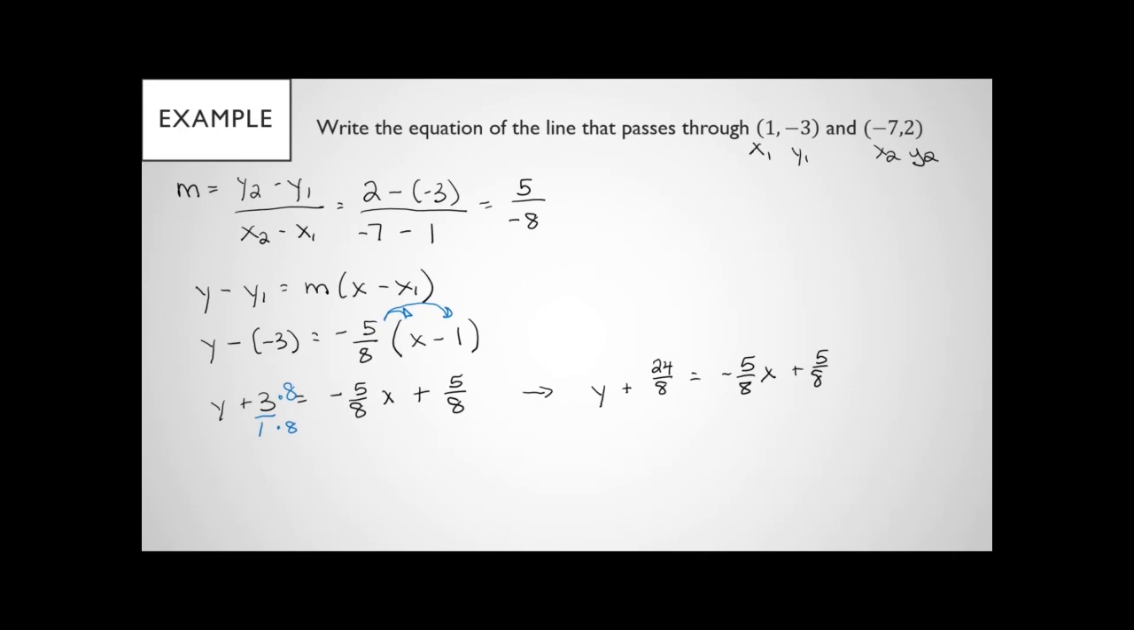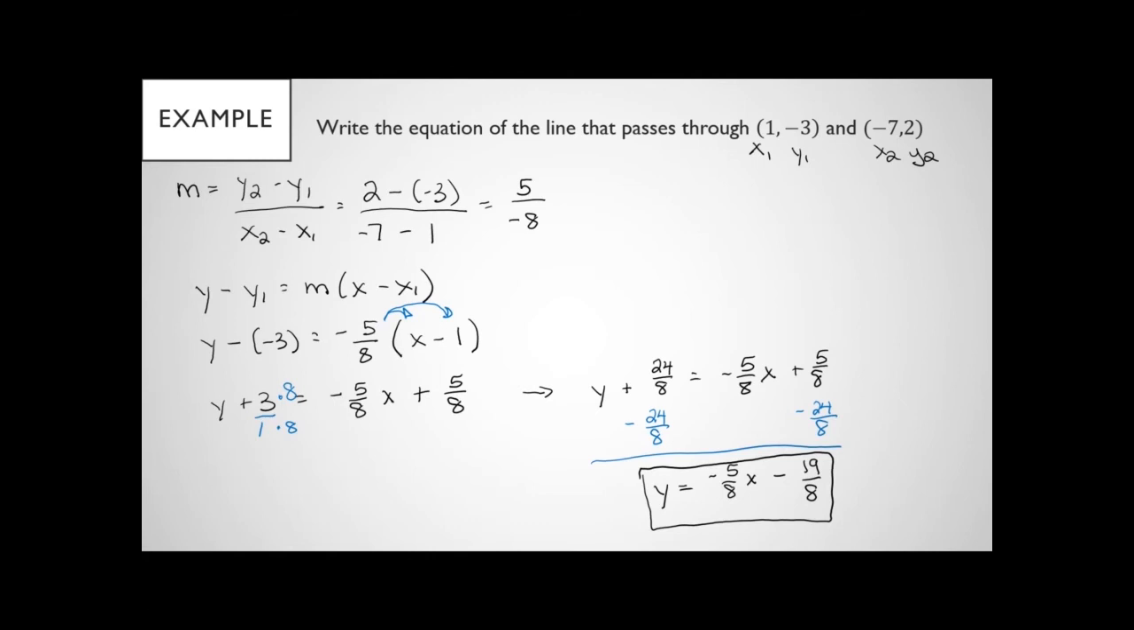Now that we have a common denominator, I can subtract 24/8 from both sides. So I get y on the left, I have -5/8x, and then we're going to just subtract the tops. 5 minus 24 is -19, so I get -19/8. And that does not reduce, so then that is your final answer.